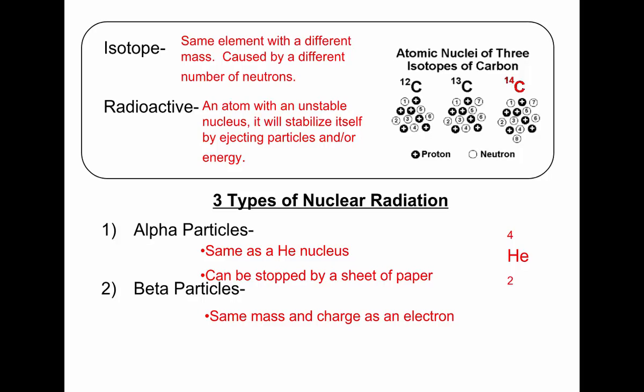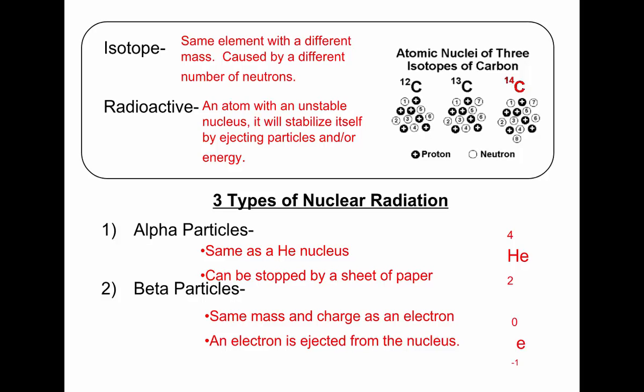Another type of particle is called a beta particle. A beta particle is basically an electron. If an element goes through what we call beta decay, it releases an electron from the nucleus. Does anyone see a problem with this? Electrons aren't found in the nucleus. That's kind of weird. Okay, we'll talk about that in a second.